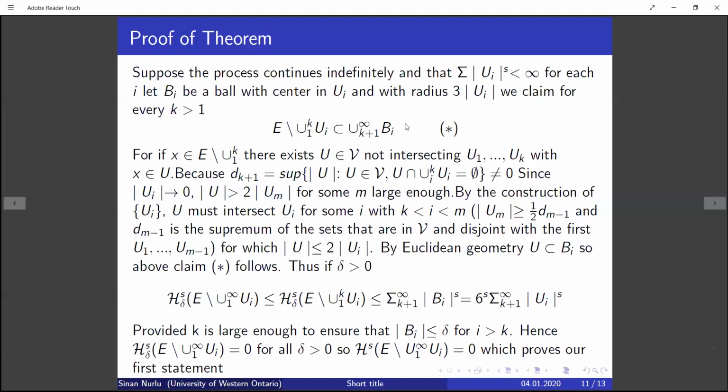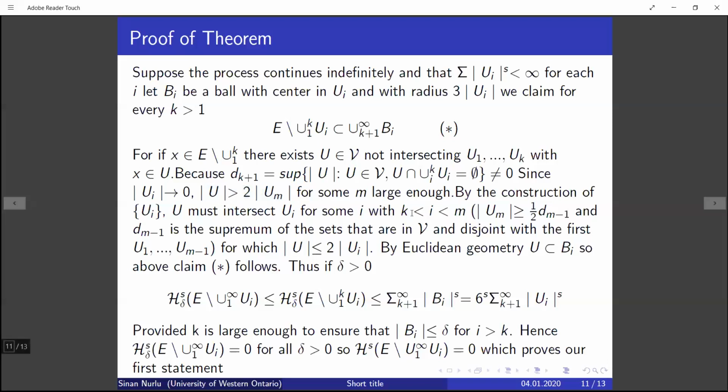And by the construction of ui, u must intersect some ui where i is between k and m. First, i has to be larger than k because u does not intersect the first k elements. And then if it doesn't intersect any of the first m elements, it means there's a contradiction because the diameter of u is larger than 2 times the diameter of um, but we picked the diameter of um to be larger than 1/2 times the supremum. So if it doesn't intersect the first m minus 1 elements, there's a contradiction because um is the supremum of the sets in subscript b that are disjoint with the first m minus 1 elements. If u is not disjoint with the first m minus 1 elements, then its diameter cannot be larger than the supremum of those elements. So that would be a contradiction.